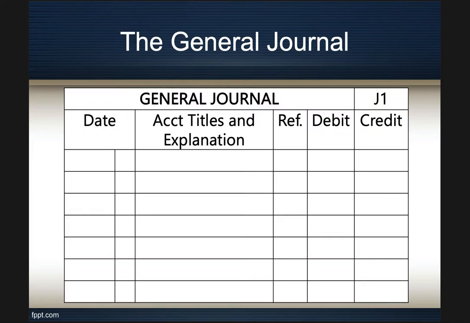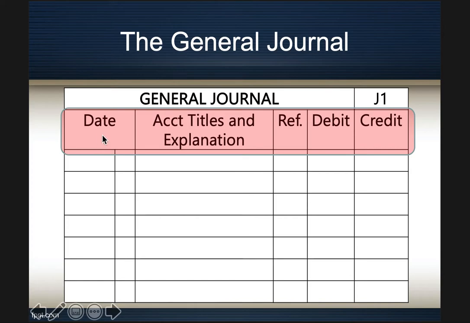So this is how a journal looks like in simple illustration. We have the general journal name, and on the upper right side, you have the page number. Then you have the date column, account titles and explanation, reference, debit, and the credit side. So these are the main parts of a journal: the date column, account titles and explanation, the reference, the debit side, and the credit side. And we are going to enter all the transactions that happen here.